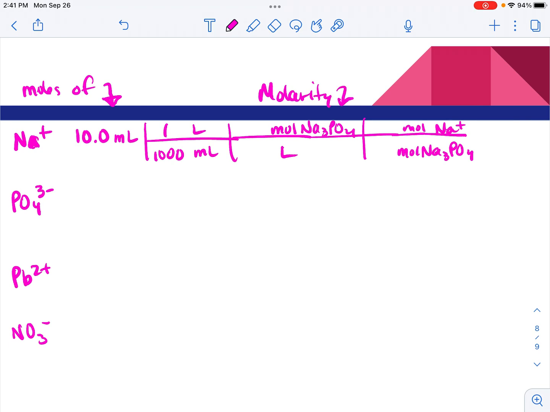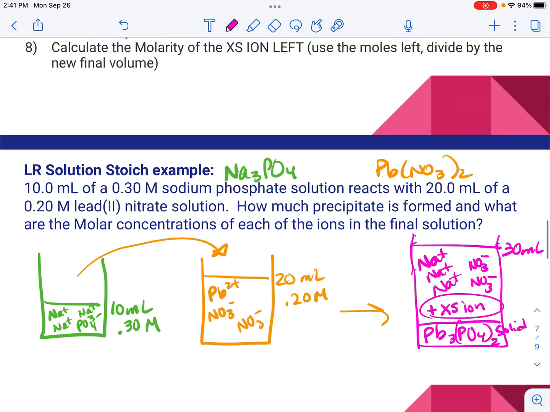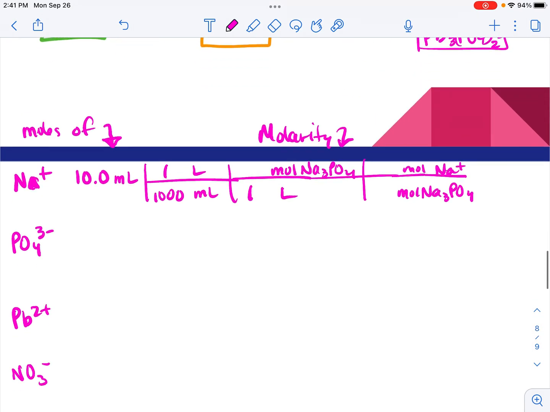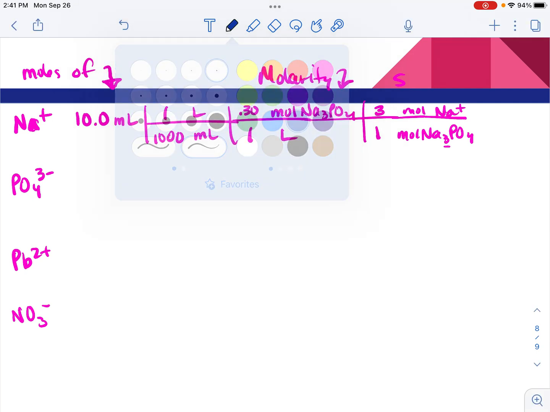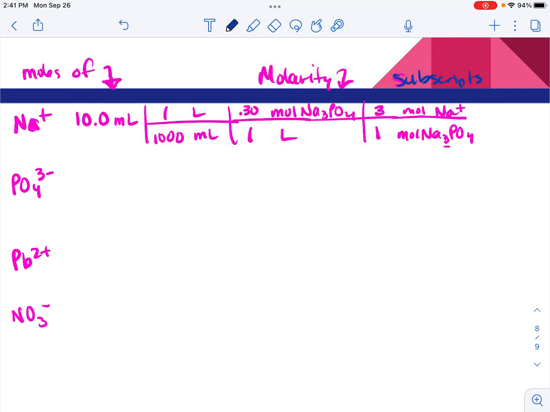Okay, so in this case, 1 liter of solution would have 0.30 molar sodium phosphate. And for every sodium phosphate, when it dissolves, because of the subscript, we get 3 sodium ions. This is from the subscripts. Okay, so I can solve this and find that I'm starting with 0.00900 moles of sodium ions.